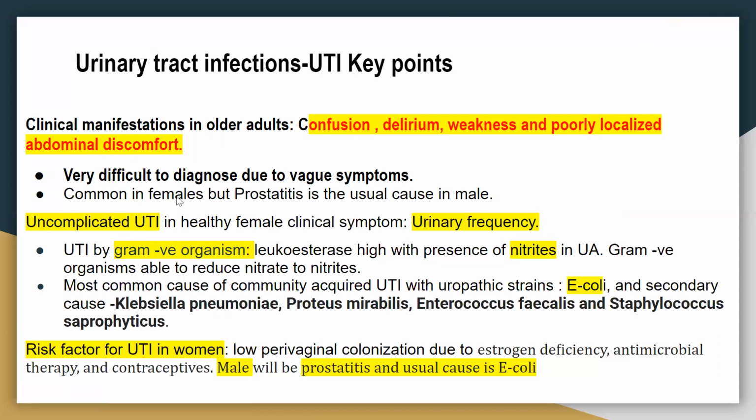In females, it's very common, but in males, if you suspect this, think prostatitis is the cause, okay? I've seen that term on exams also. Uncomplicated UTI in a healthy female, usual symptom is urinary frequency. Gram-negative organisms cause UTI in females a lot, and you will see on the UA leukoesterase or white cell cast high. The most common cause of UTI with the uropathic strains is E. coli, and secondary causes will be the ones that we listed earlier: Klebsiella pneumoniae, Proteus mirabilis, E. faecalis, and Staph saprophyticus, okay?